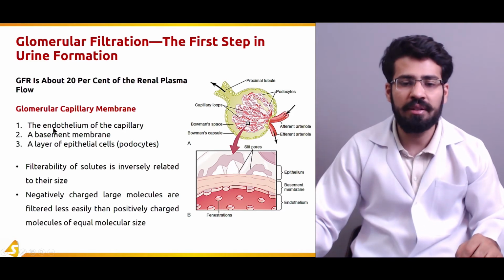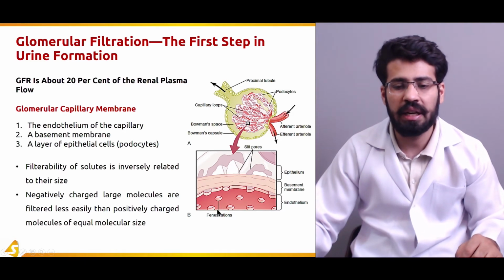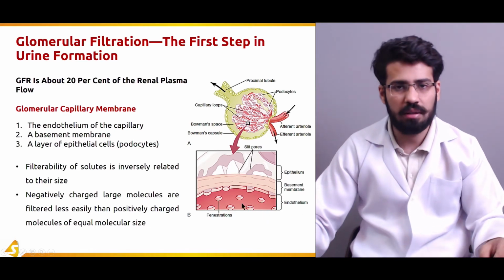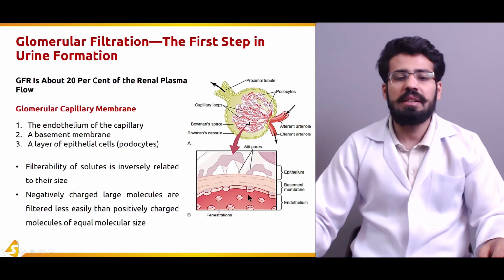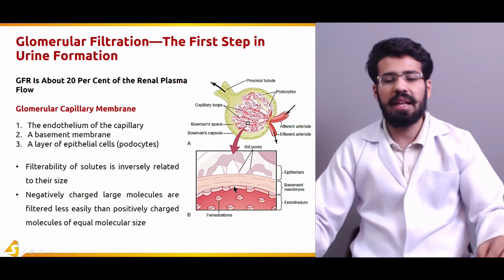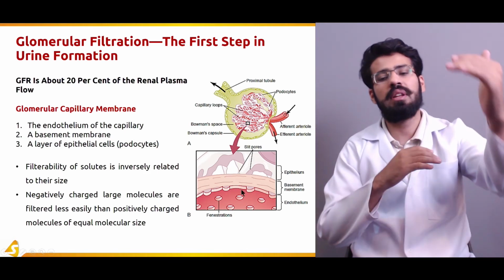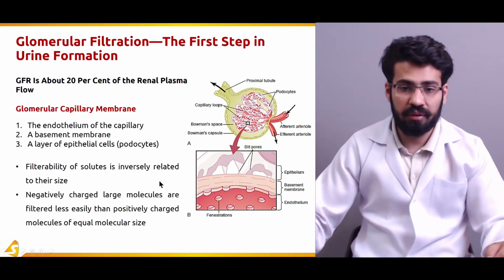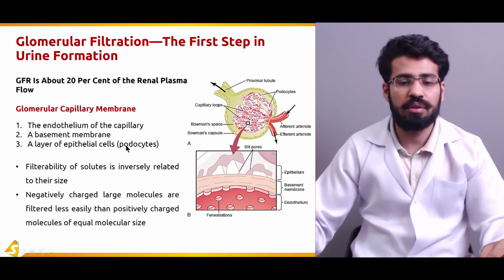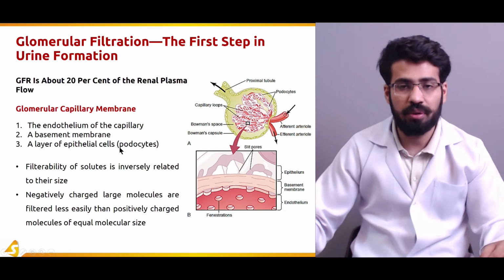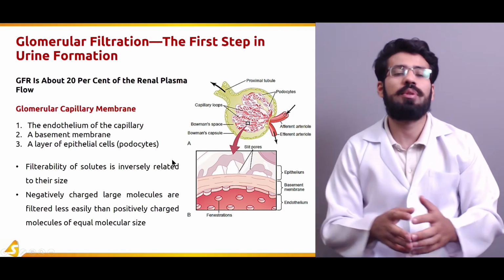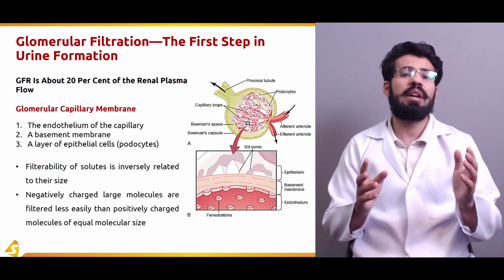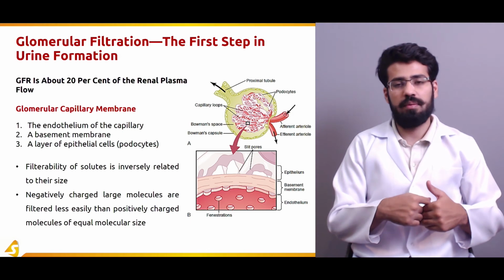Number one is the endothelium of the capillary. You can see over here the endothelium, which contains the fenestrations. I'm going to discuss that in detail as well. This also includes a basement membrane that basically separates the endothelium from the epithelium. Now, this layer of the epithelium contains very important cells. These are known as the podocytes, and these podocytes are responsible for the transfer of the glomerular filtrate from the blood into the Bowman's capsule.